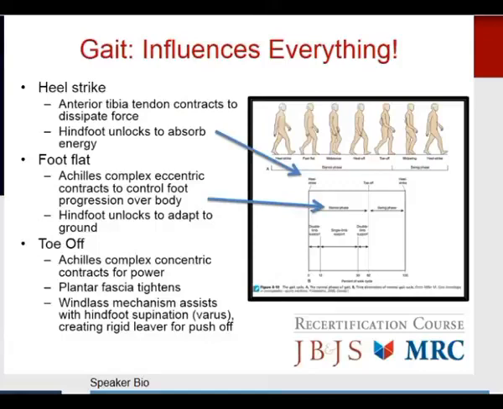But as we progress on to toe off, we now want to make our foot form a rigid lever. And to do that, the Achilles tendon has to contract, and the posterior tibial tendon has to contract to pull the hindfoot into varus. That allows us then to lock our Chopart joints and push off effectively, so we don't have any laxity in that and our gait pattern could subsequently fail.